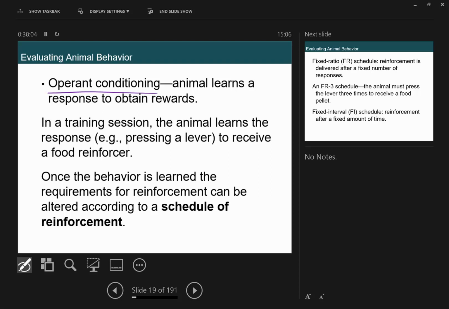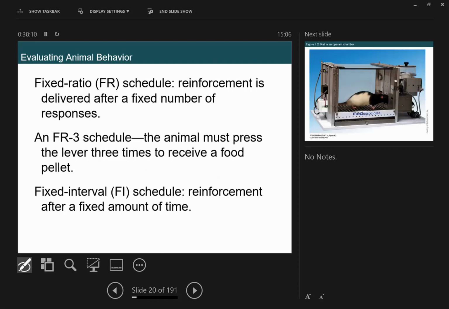Some important aspects about this are what we call the schedule of reinforcement. I don't want you to get too bogged down with this, right? This is more something you get from a learning course. If you haven't taken a learning course and you're interested in this, I recommend it. But there are different ratios. We think about fixed ratio or fixed interval.